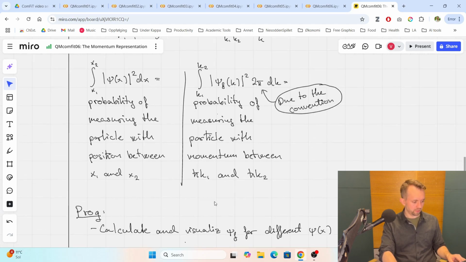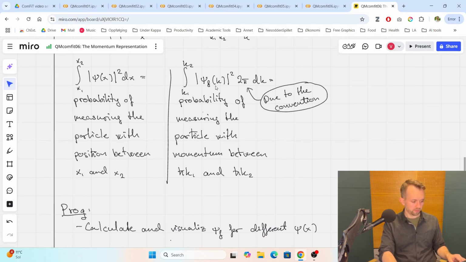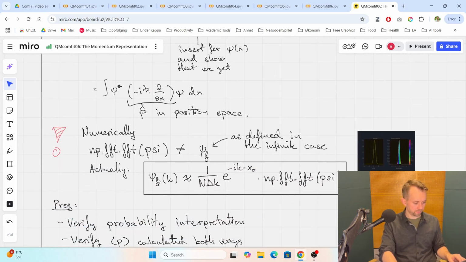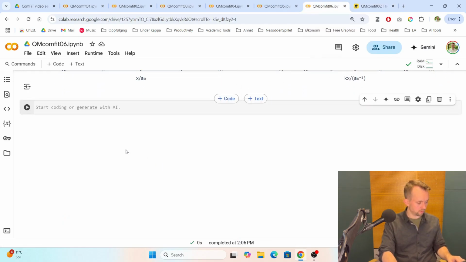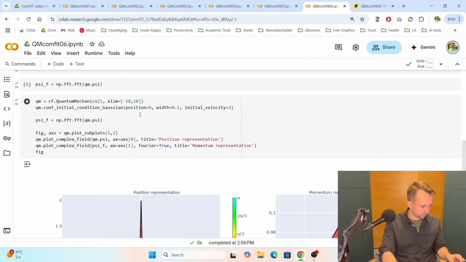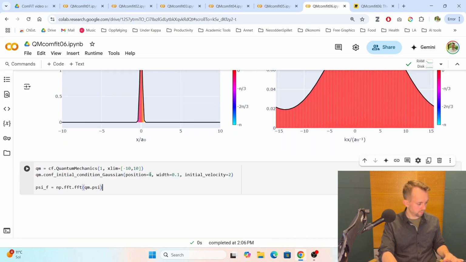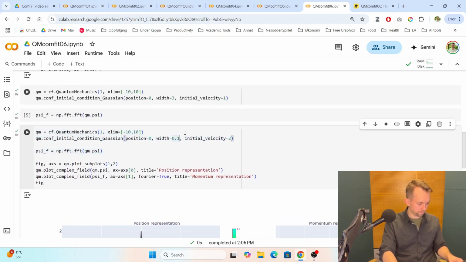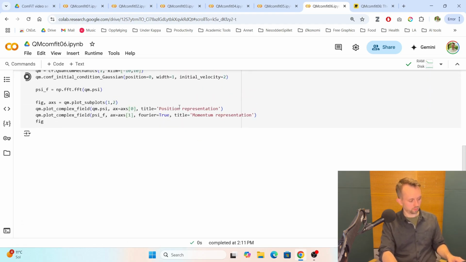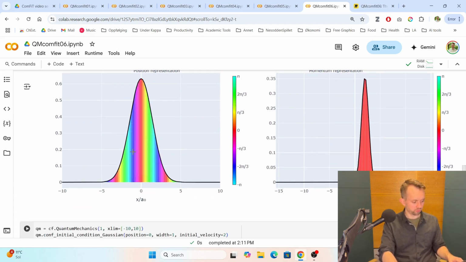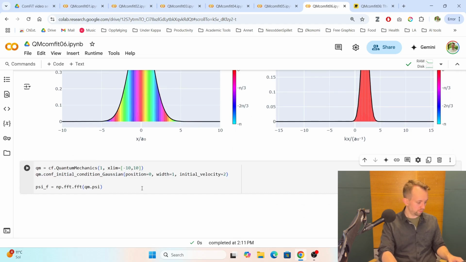So let's go back to the Fourier representation. So this is the thing we need to calculate, except we need to do this properly. So let's go back to here, and let's start with a function that is not as crazy. So let's just use this. So a width of 1 and initial velocity of 2. So it has a phase gradient, and this is the momentum representation.